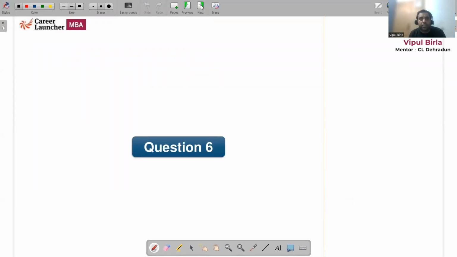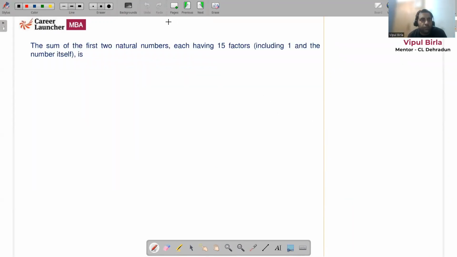Let's look at question number 6. The sum of the first two natural numbers, each having 15 factors, including one and the number itself, is. Okay, so we're looking at the smallest natural numbers with 15 factors, the first two. Right. Now, if the number of factors is 15, we've got two possibilities.